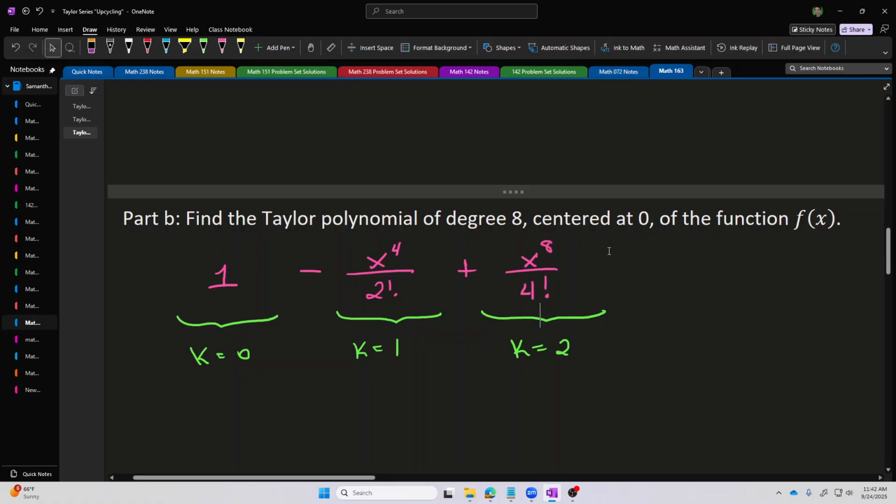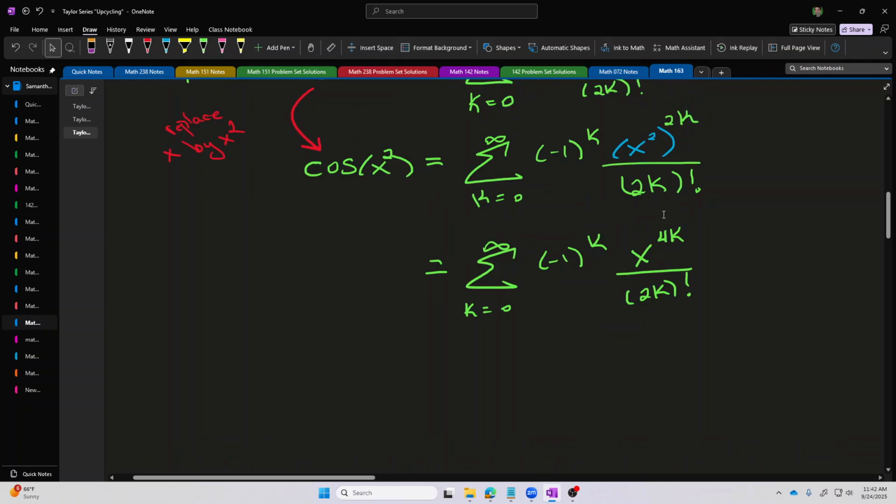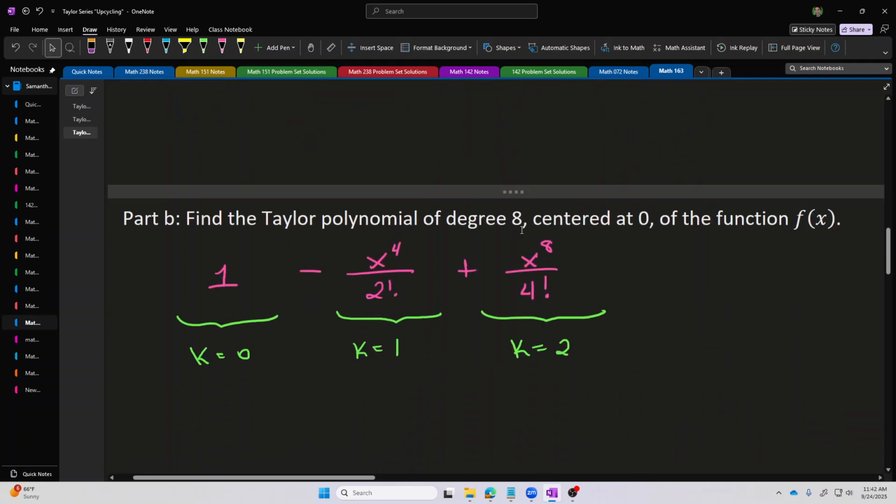And now that we have an exponent of 8 on our x, we have achieved the polynomial of degree 8, centered at 0, for this function, just by writing out terms of the Taylor series until we had enough terms for our purposes here.